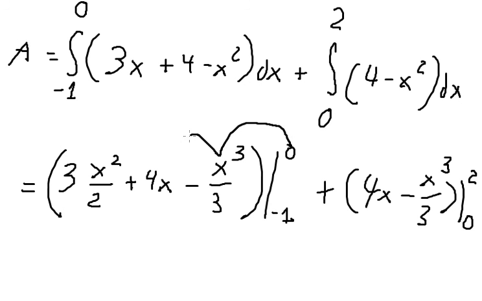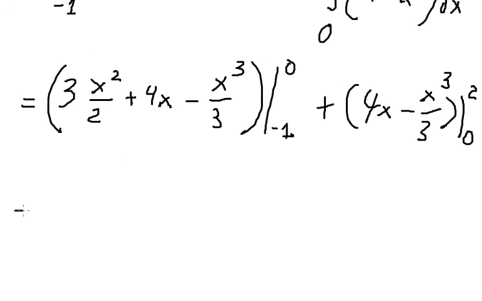Now we put 0 in here, negative 1 in here. Similar for the second one. And this one, we have 13 over 6. This one, we have 16 over 3. Now we sum the two numbers together, and we got 15 over 2.